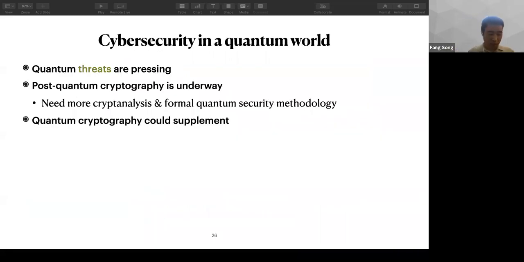Okay, all right. I hope you've got some interesting information about the quantum threats to cryptography and cybersecurity in general. And there's also an ongoing effort to design the next generation of quantum safe cryptography, including both post-quantum crypto and this alternative approach of quantum cryptography. This is going to be a slow process, and we need more people to work on it, to devote more effort to put their security on a firm ground.